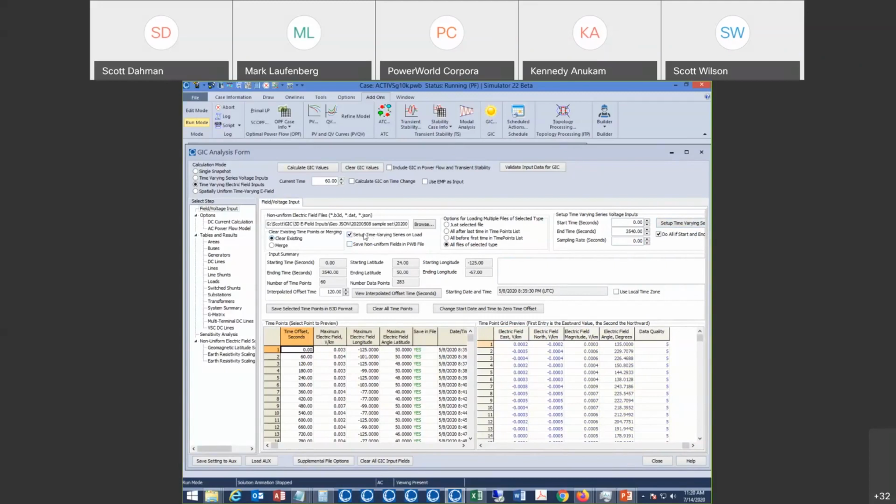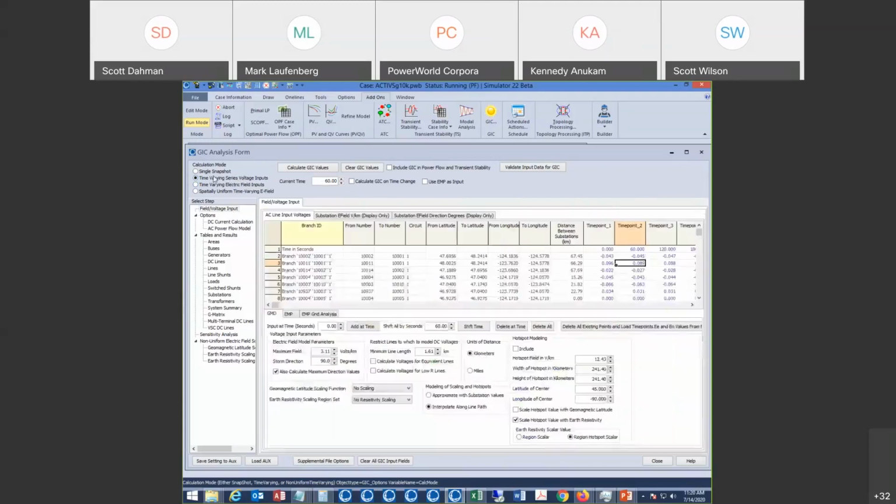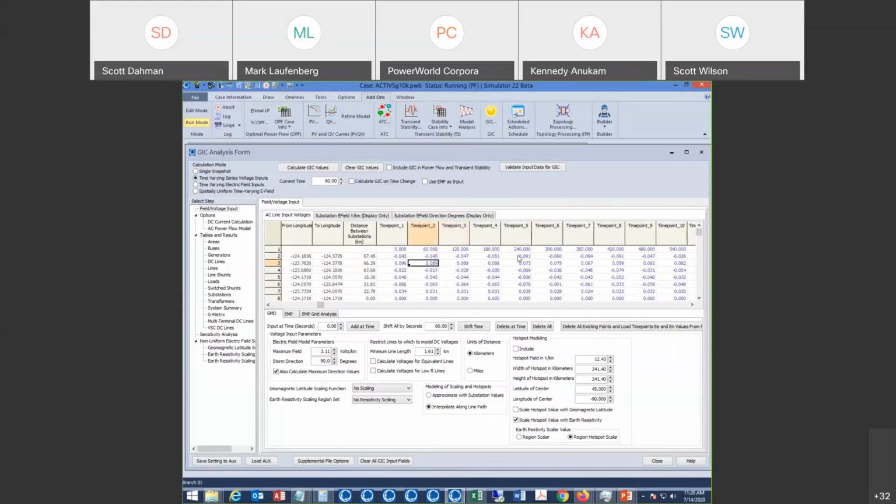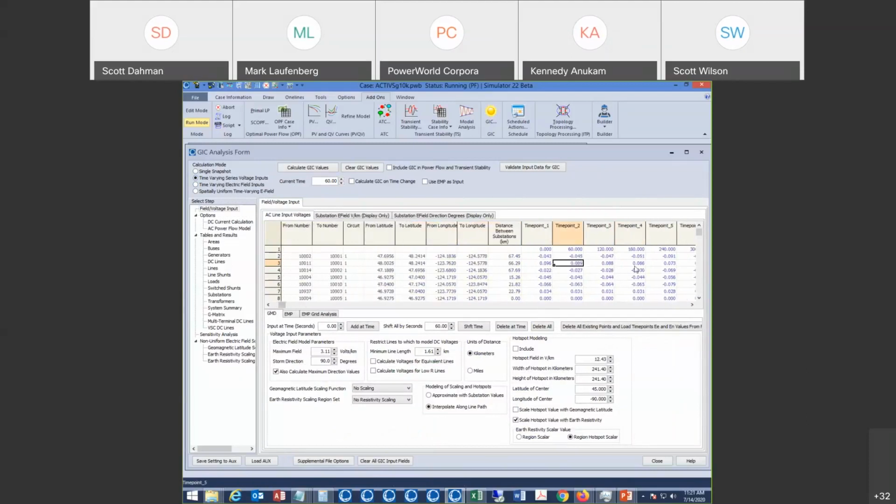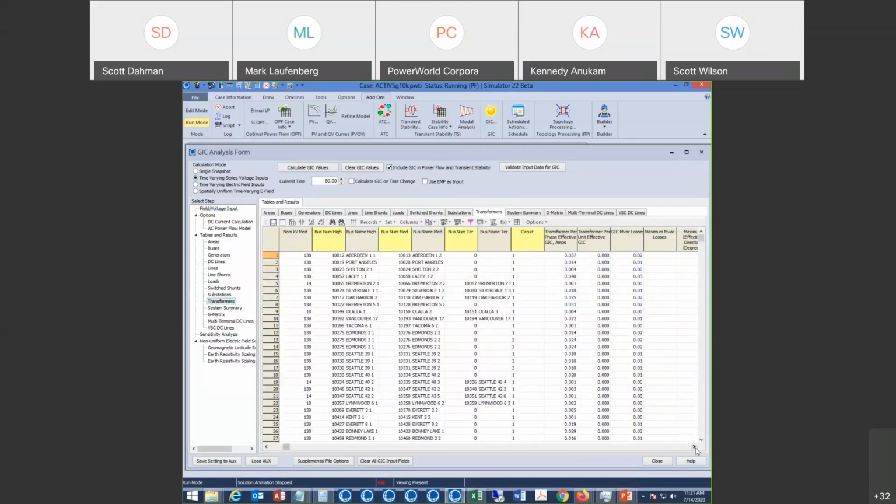So if we've automatically converted that, then when we go over here to this mode, we'll see for each of the time points the corresponding input voltages on each transmission line. You could edit those if you wanted to, but they're mainly just there for reference. With this kind of input, we can include the GIC in power flow and in transient stability. You can change the time, and it can be an interpolated time between time steps too, and then click calculate GIC values. Then you can just use the tool like you would in any other calculation mode.